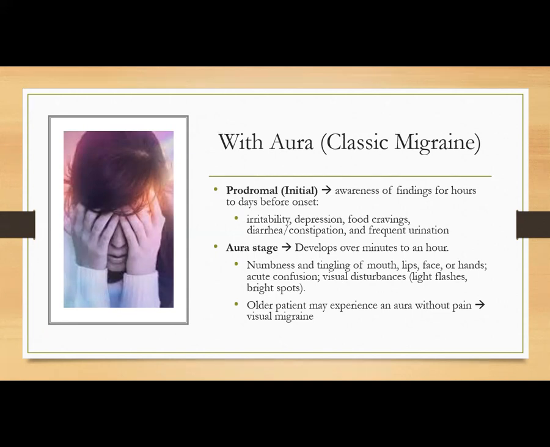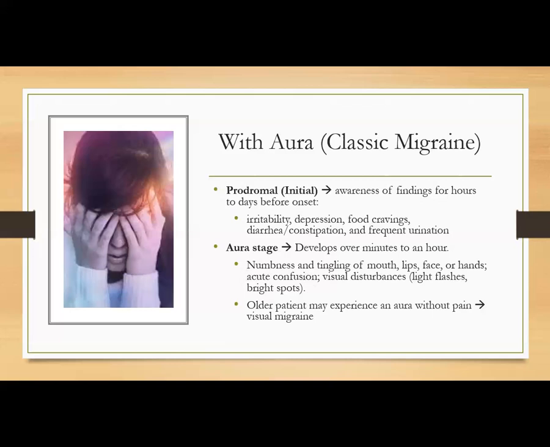But with the classic migraine that has an aura, you've got the prodromal or the initial stage of it, which is awareness of findings for hours to days before onset. So this means before the patient has even had the migraine, they'll have things like irritability, depression, sometimes they'll have food cravings, diarrhea or constipation, and frequent urination. So it's kind of giving them a clue that they're going to develop this migraine.